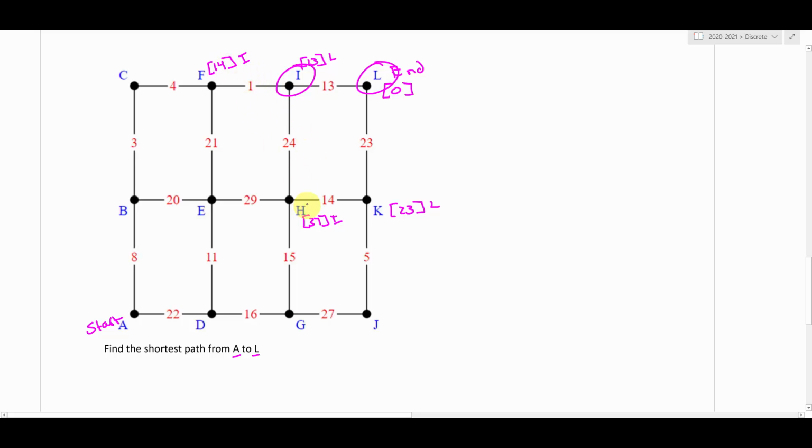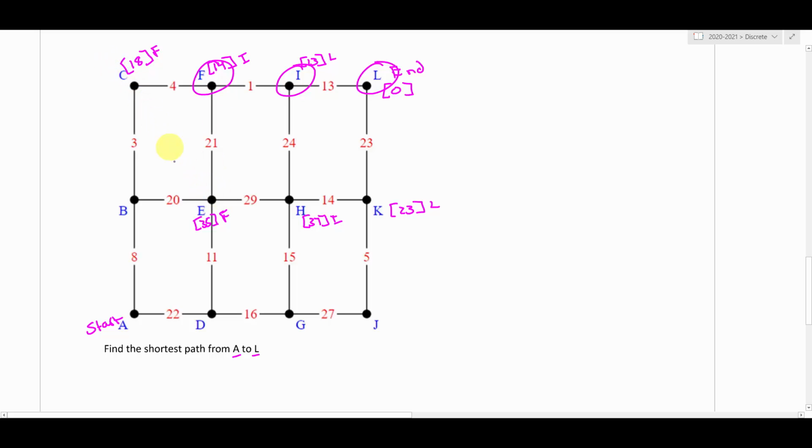All right, I analyze my current vertices. I have a 23, a 37, and a 14, so I'm going to go with the 14. All right, I have 2 edges coming in, so 14 plus 4 gives me 18 through F. And then 14 plus 21 gives me a 35 through F. F's visited.